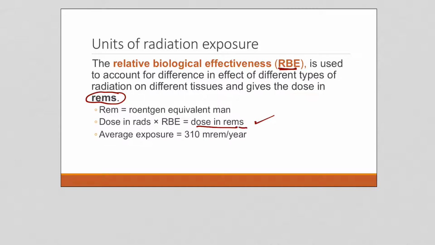Now, the average person is exposed to about 310 millirems per year, which is equivalent to about 0.31 rems. So about 1/3 of a rem is the average exposure per year. What I want to get across is that we are typically not exposed to a whole lot of radiation over the course of the year, and this takes into account all the different kinds of exposure that an average person would be exposed to.